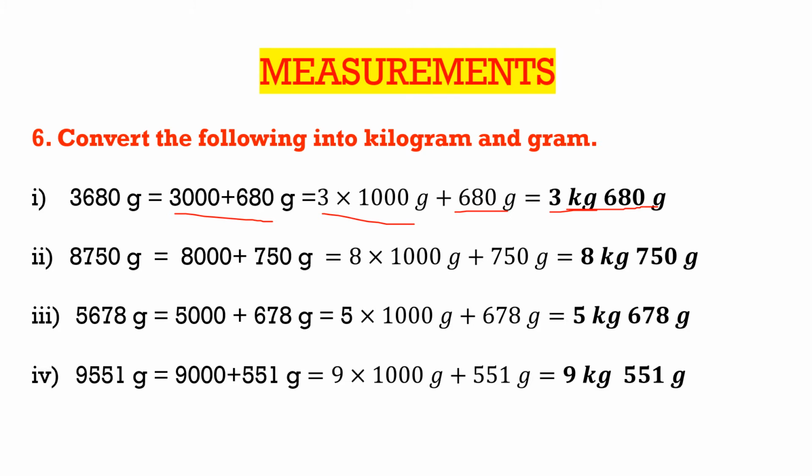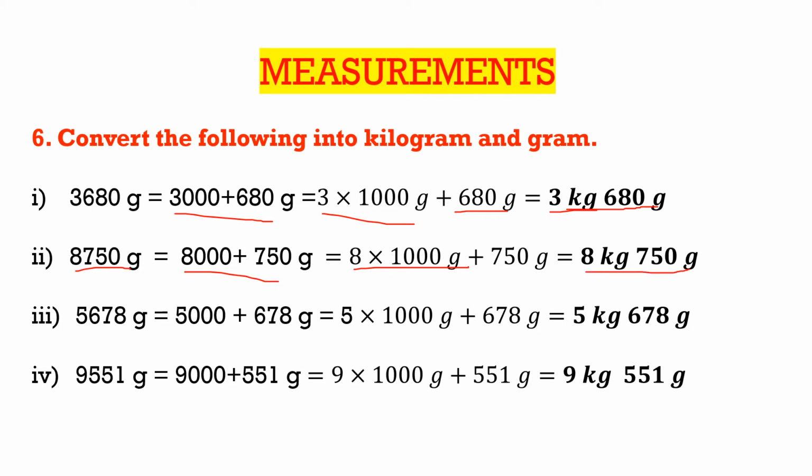Second bit is 8750 gram. We know 8750 equal to 8000 plus 750 gram. 8000 is 8 multiplied by 1000 gram plus 750 gram. We know 1000 gram is 1 kg. So 8 multiplied by 1000 gram is 8 kg plus 750 grams. So we get 8 kg 750 gram.